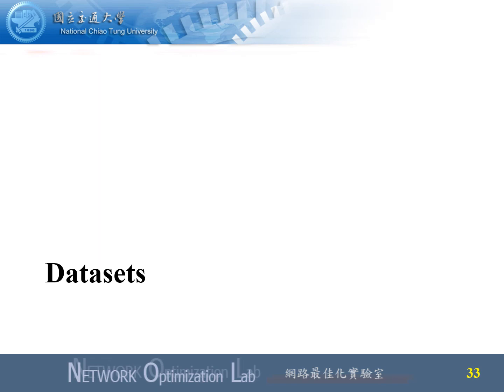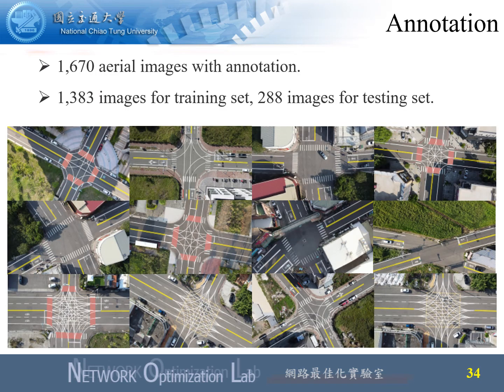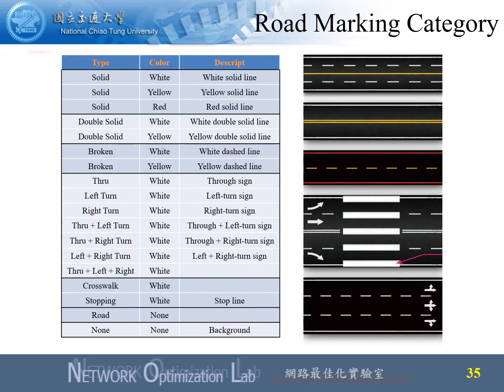The dataset is the intersection area images taken by UAV. There are totally 1,670 images with annotation, and the dataset is divided into a training set and a testing set. We defined 18 categories of annotation used in the intersection, such as lines, crosswalk, and direction signs in different types.